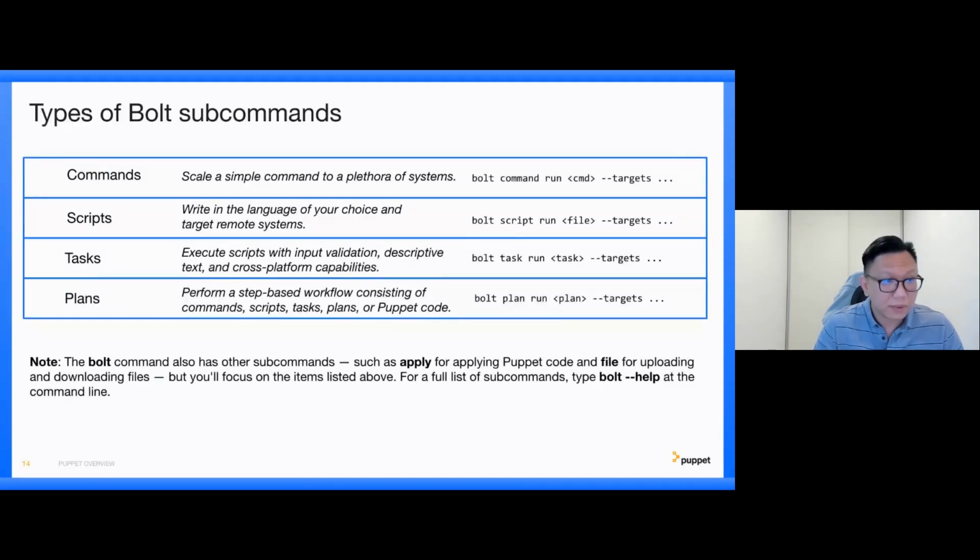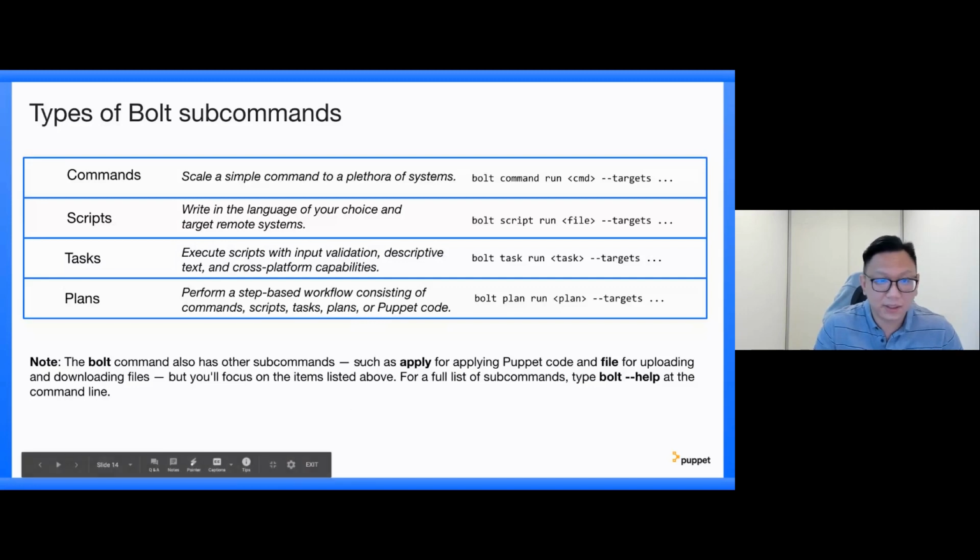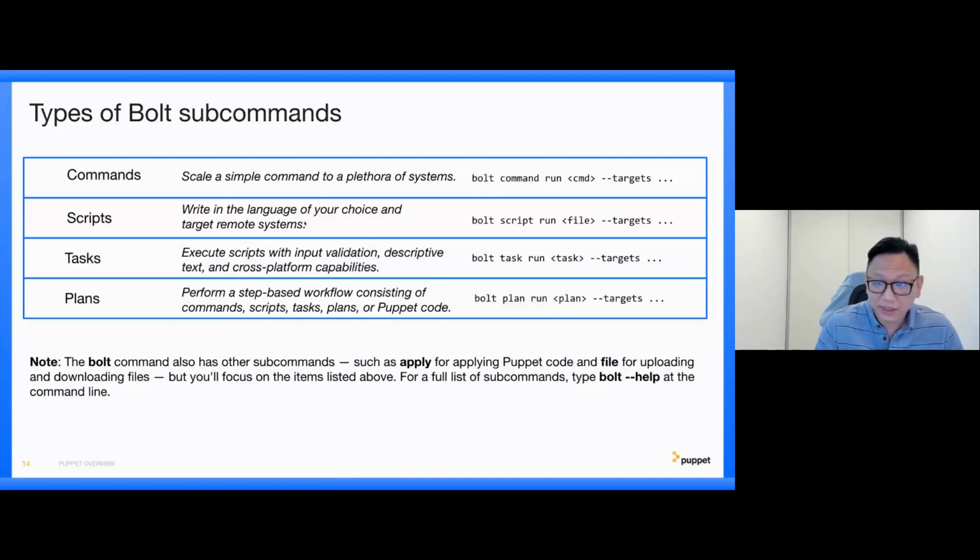And okay, so this is some of the types of the Bolt subcommands. As you can see, for commands, this is the syntax of how you can run those Bolt commands. For scripts, you just need to type bolt script run and then fill in the script name and then fill in the targets as well.